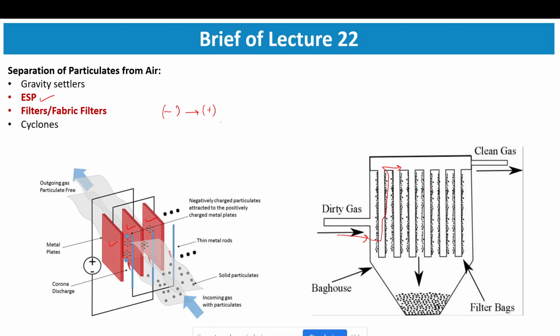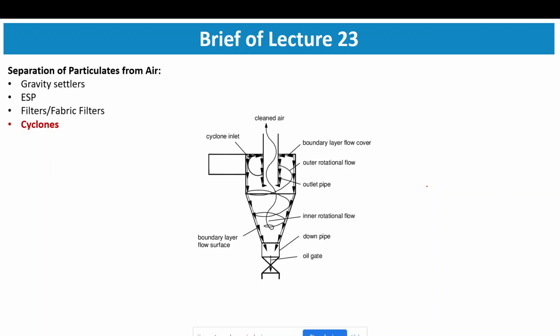These are a series of fabrics which are used. Another is the cyclone separator. For the cyclone separator, say for example, this is the inlet of the contaminated air.